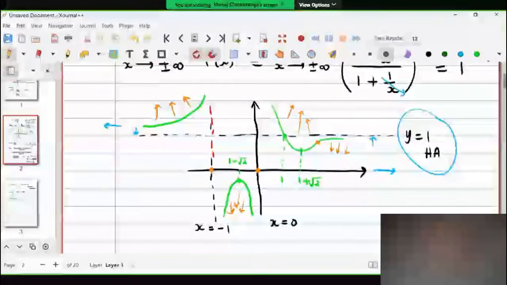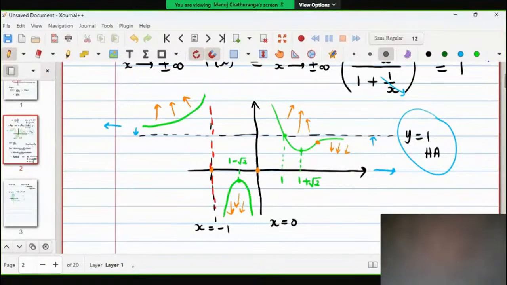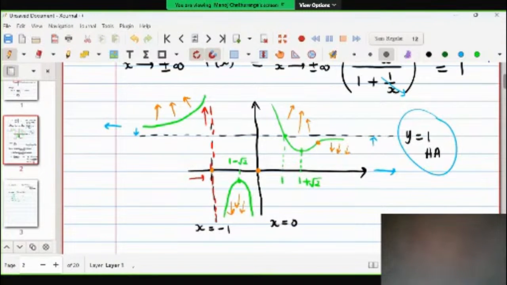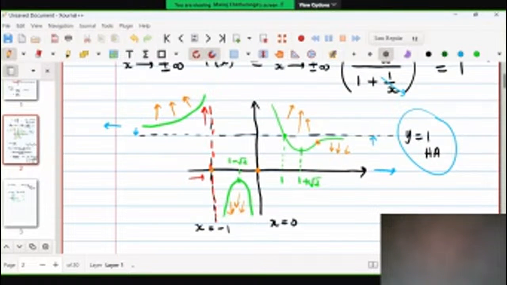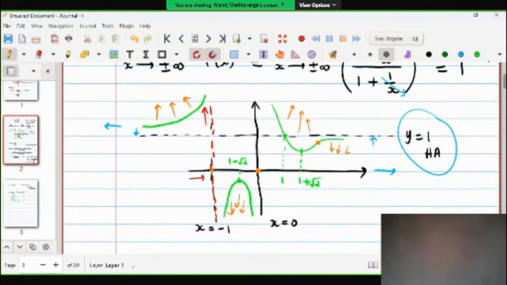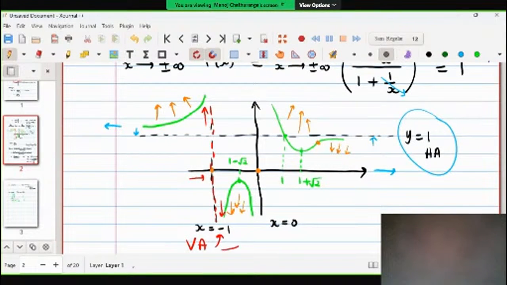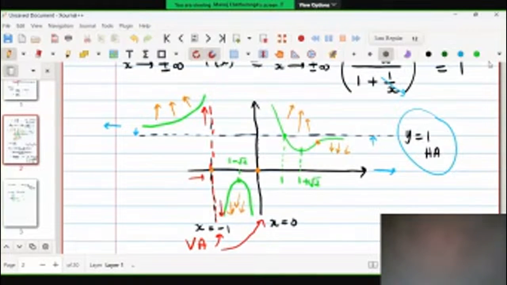Here, x equals -1 is a vertical asymptote because as we approach -1 from the left-hand side, values go to positive infinity. Also, as we approach -1 from the right-hand side, function values go to negative infinity. So this is a vertical asymptote. And also x equals 0 is a vertical asymptote.